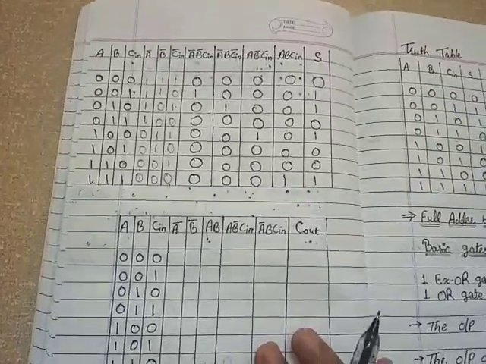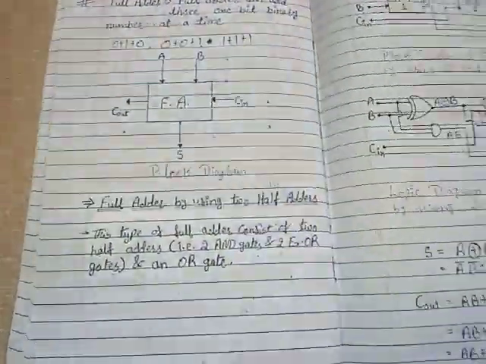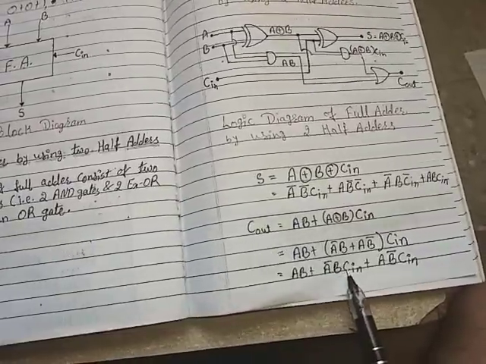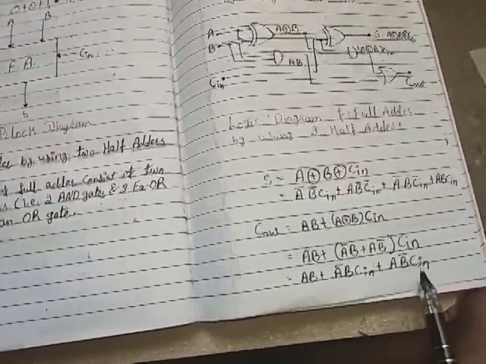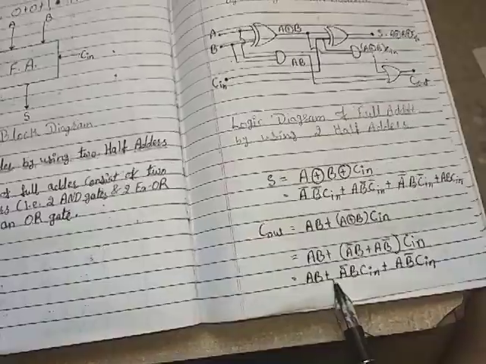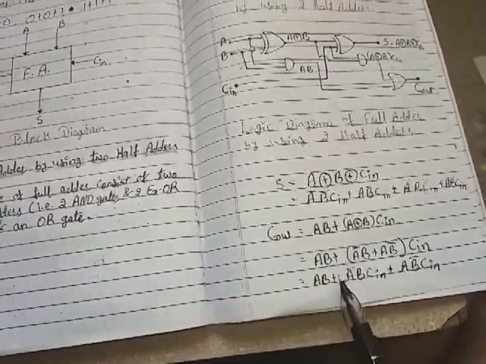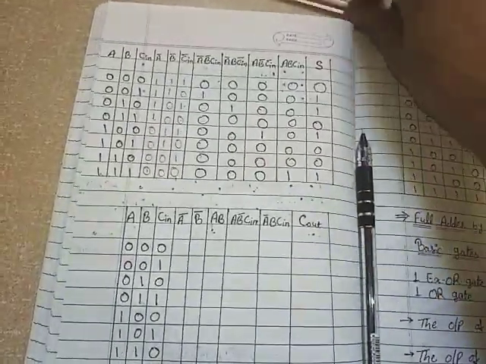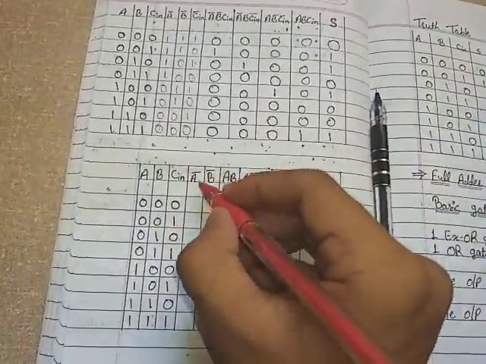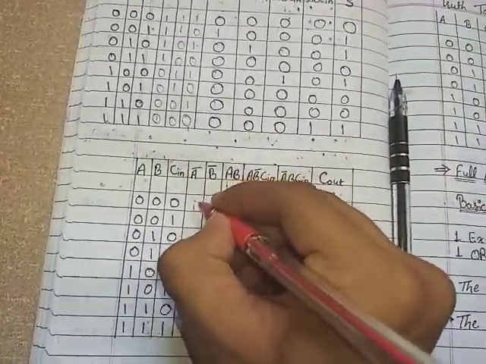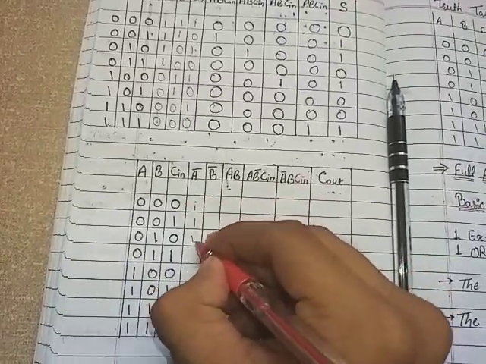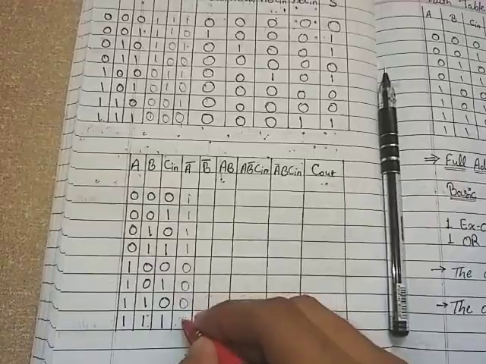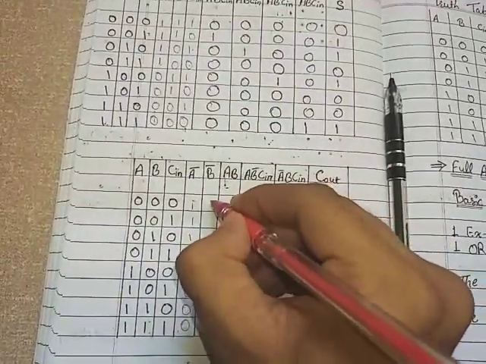Clear? Now let's make the carry table. For carry we required AB, A bar B C in and A B bar C in. So what we required? A, B and C, three inputs and complement of A and B only. So here we go. The complement of A will be 0 will become 1 and 1 will become 0. For B as well.